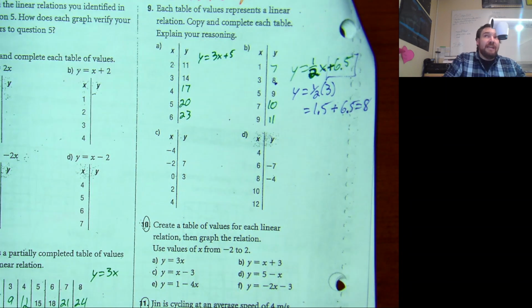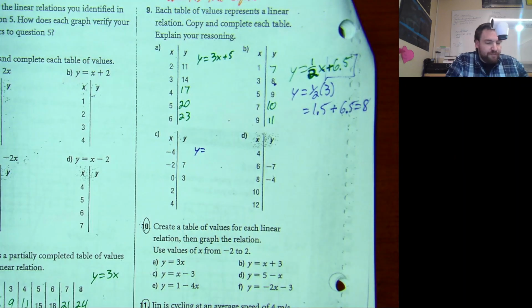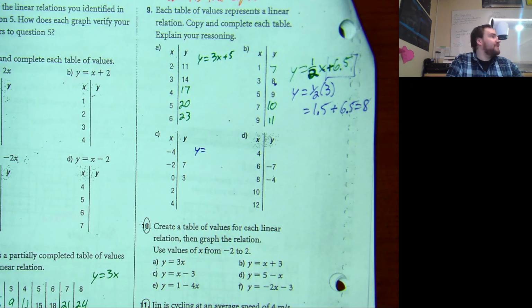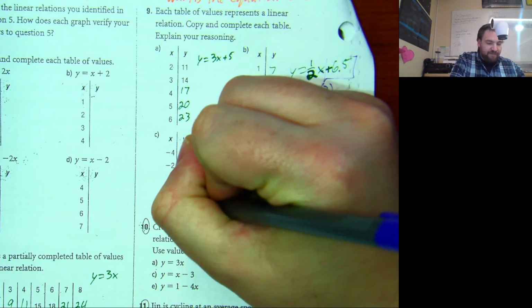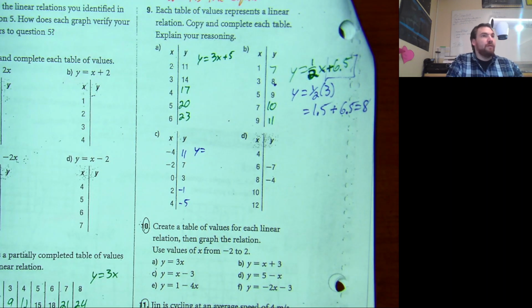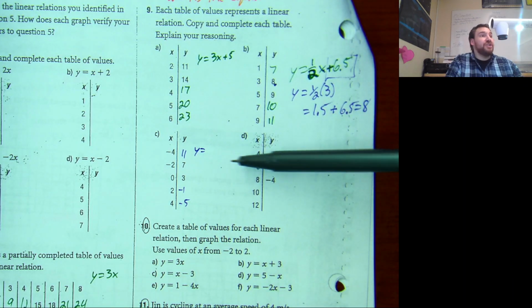So then C, what's my equation going to be? Oh, no, what am I missing? Values, first of all. -11, -1, and -5. Cool. Love it. So now what is the equation for this relationship?